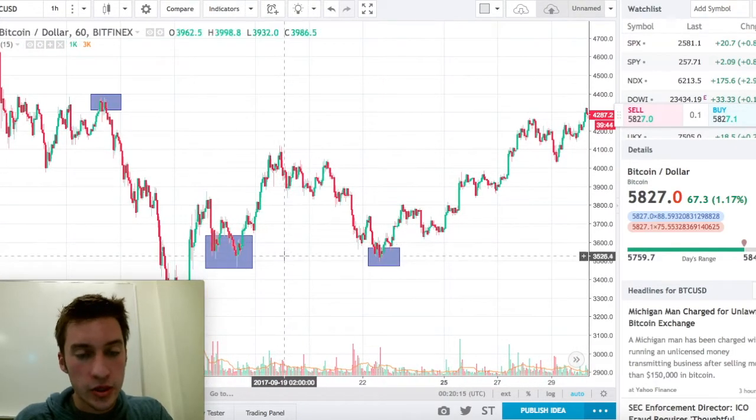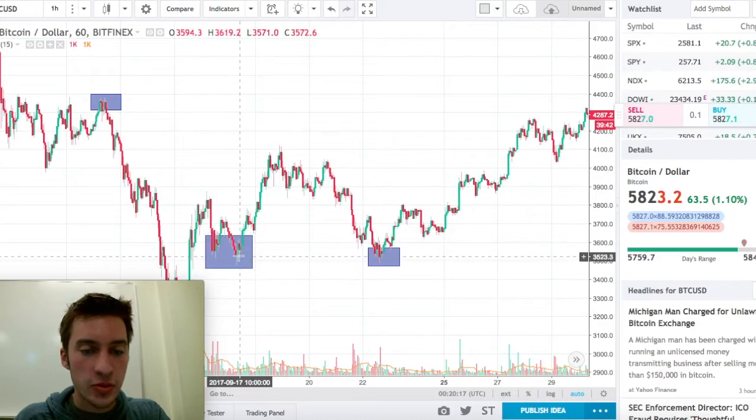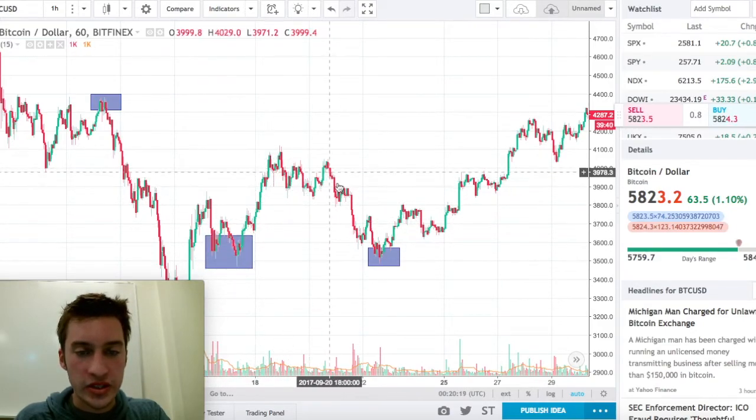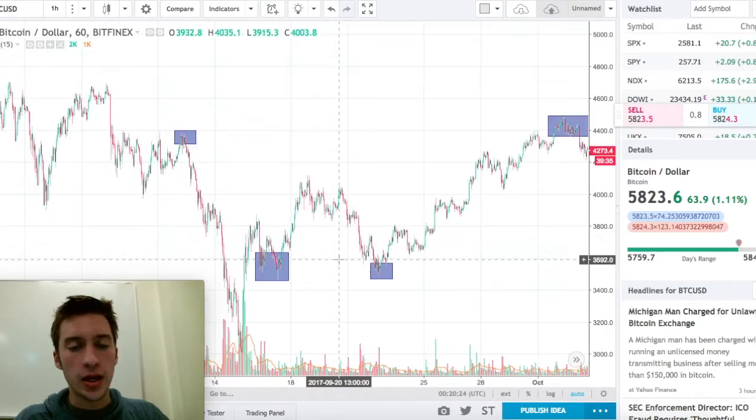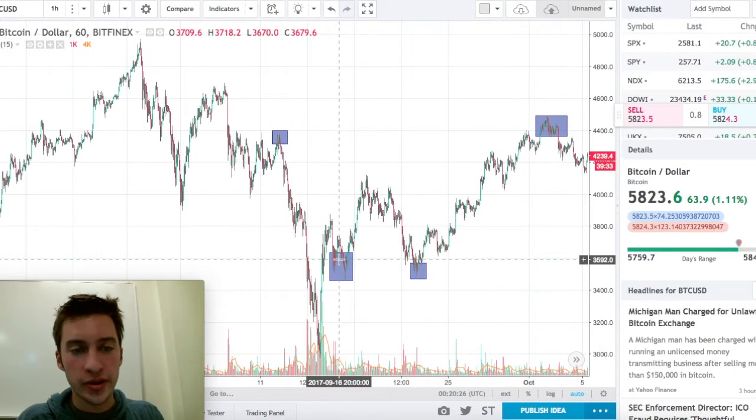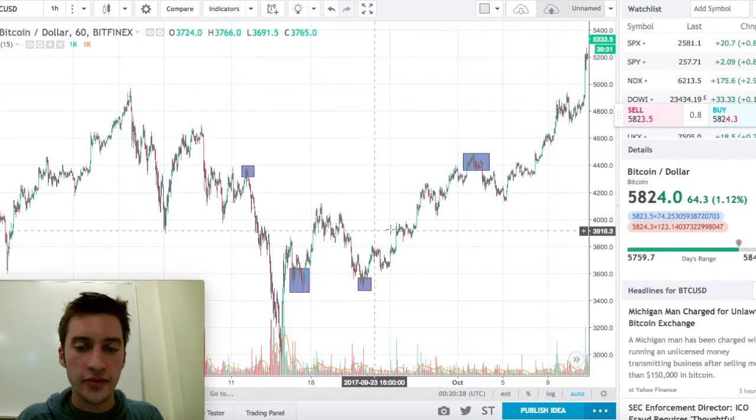Same here. We can see that this demand zone is a demand zone because it's not touched by any of these candles until we get to this area here. So you need to look for areas where potential supply and demand areas that have not been touched recently.